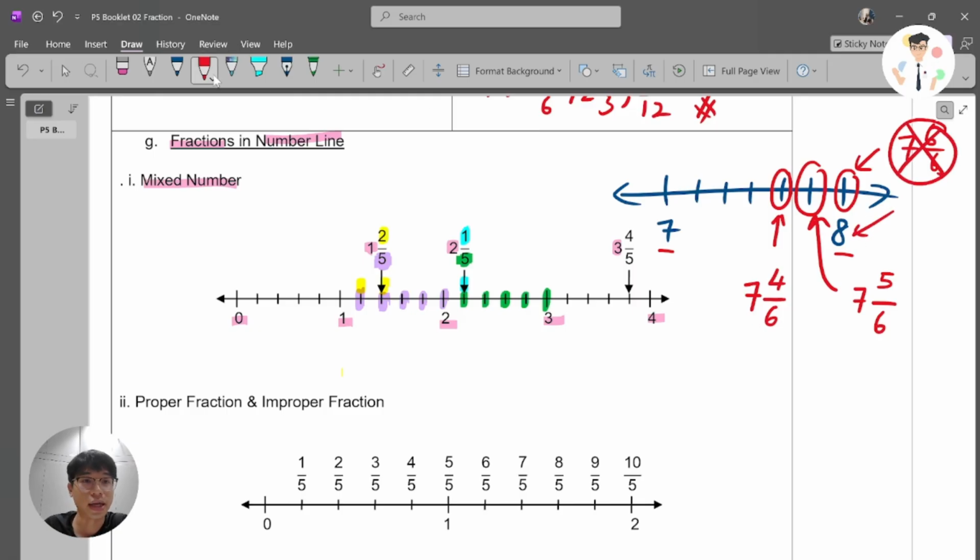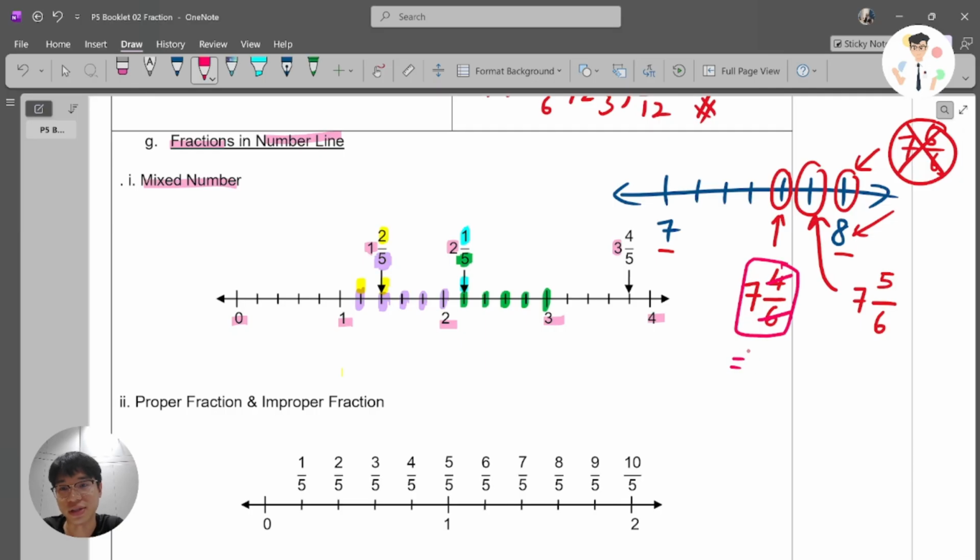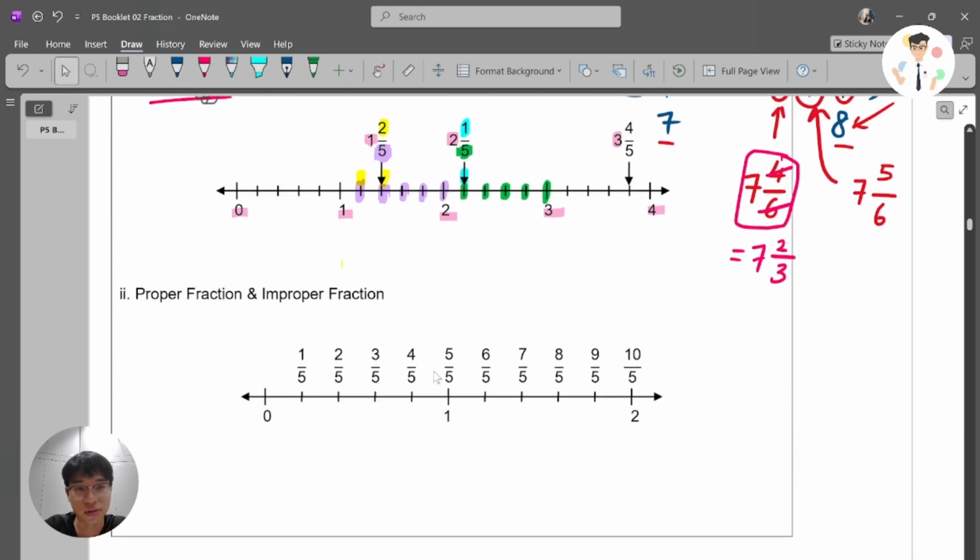And the same thing here. Something that I need to remind you is that this part is very interesting because we can simplify this, and perhaps we should simplify this. So we can rewrite this as 7 2 out of 3 instead. If I were to tell you this first, you look at this and it's a bit confusing, right? That's why I introduce you to this first, then I tell you that you can simplify here. Okay, so that is basically mixed number in a number line. Let's move on and look at proper fraction and improper fraction.